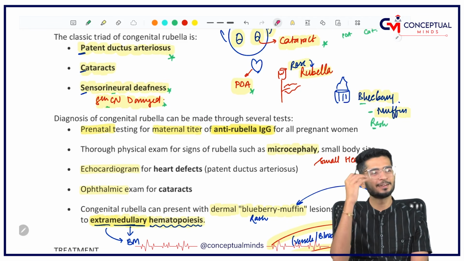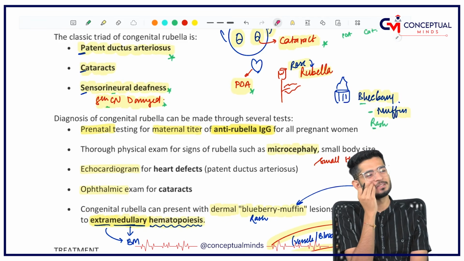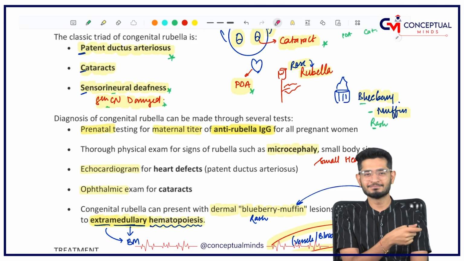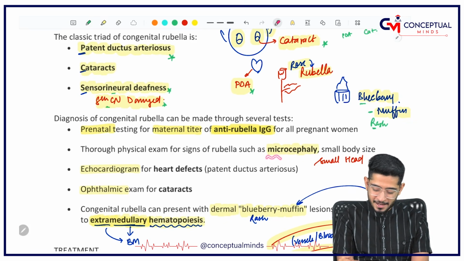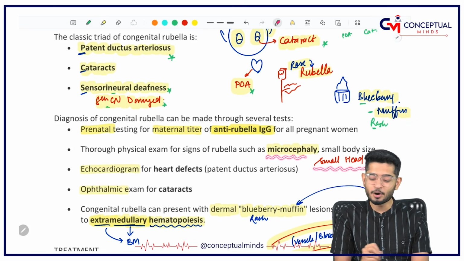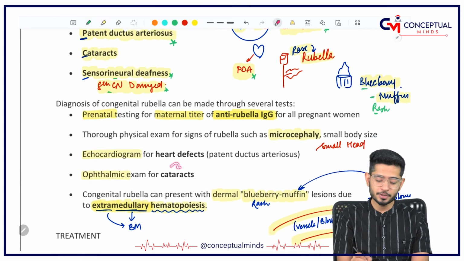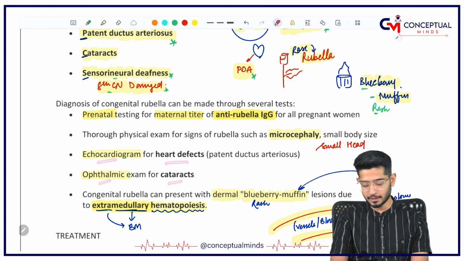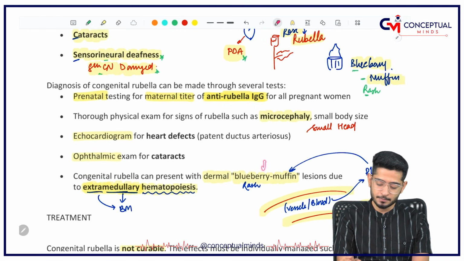Also, because my friend's mother said, "Your brain is small. You can't think." So her head size is small. Okay, small head. So how will you check for the heart defects? Echo. How will you check for the cataract? Ophthalmic examination. And yes, there is a blueberry rash.